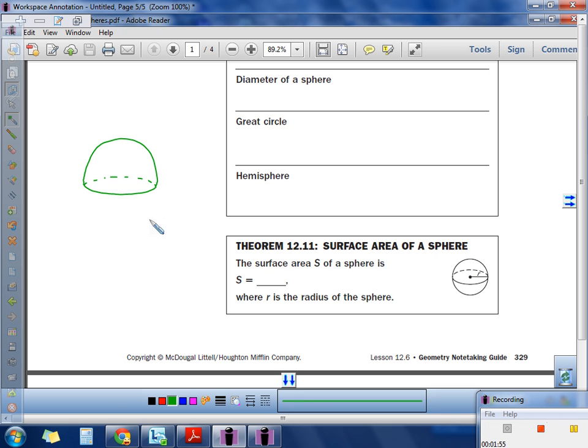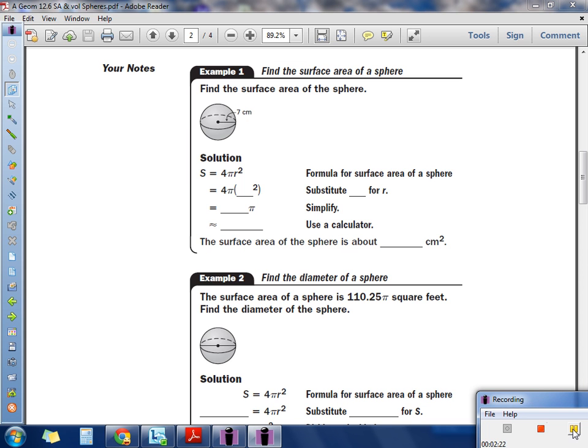Surface area of a sphere is a formula you have to be able to write out. And this one is definitely in your book. It is 4 pi r squared. We're going to practice a couple problems with surface area now.